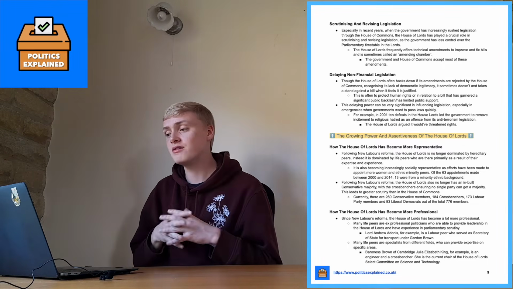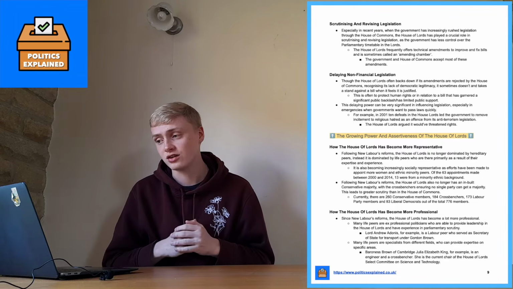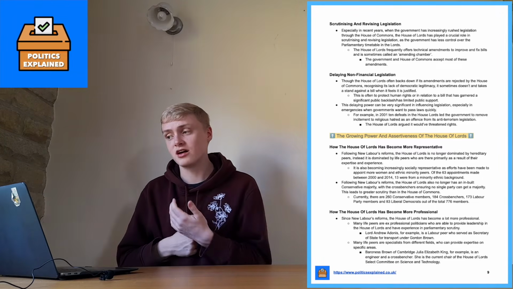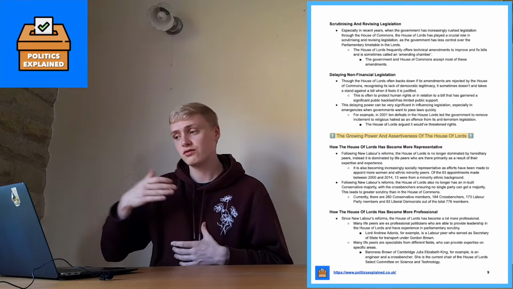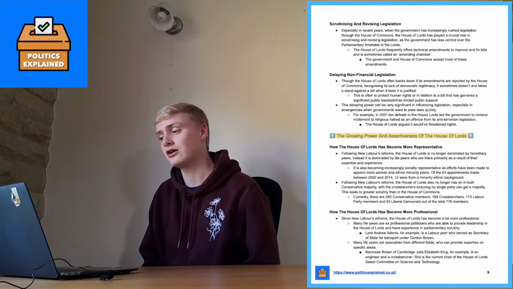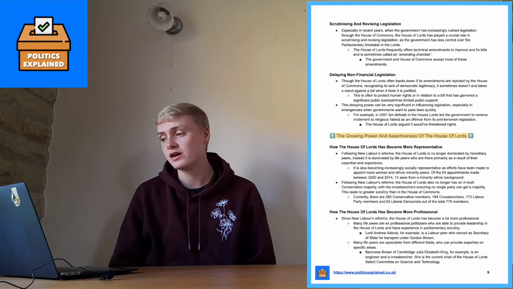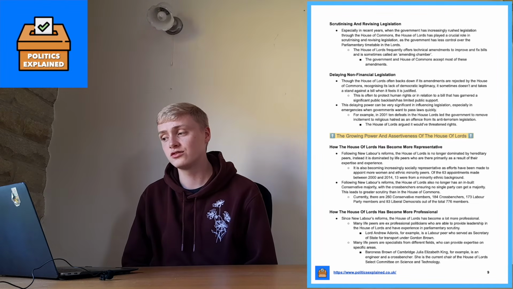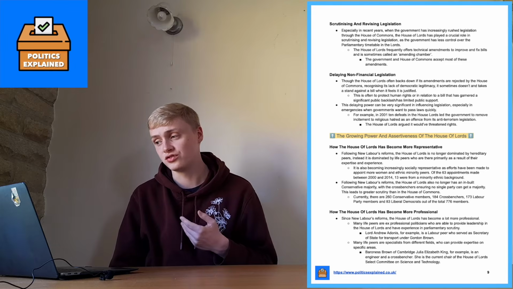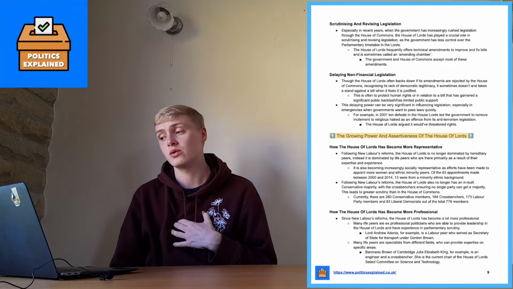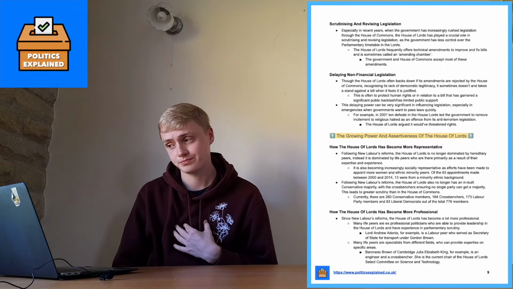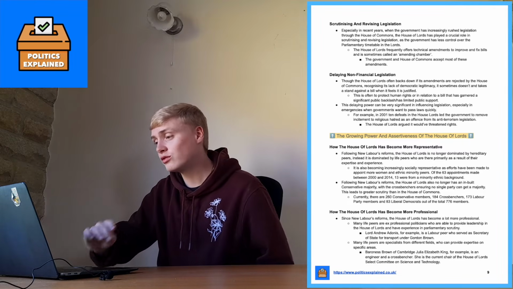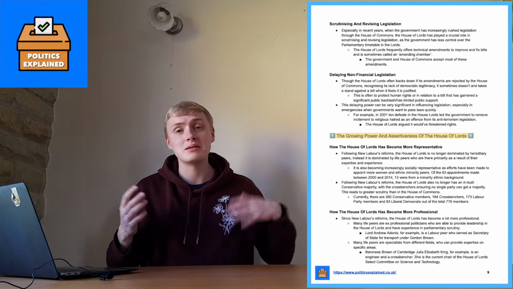The delaying power can be very significant in influencing legislation, especially in emergencies when the government want to pass laws quickly. So, for example, in 2001, 10 defeats in the House of Lords led the government to remove incitement to religious hatred as an offence from its anti-terrorism legislation. This was because the House of Lords didn't back down and argued that it would have threatened human rights.